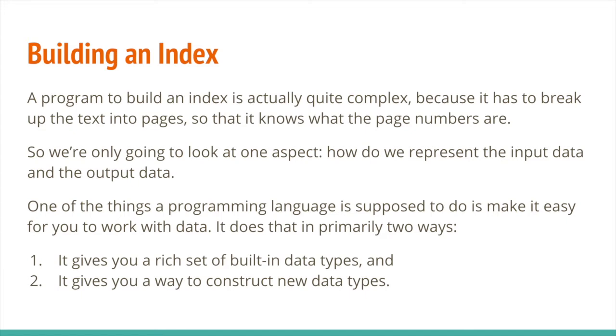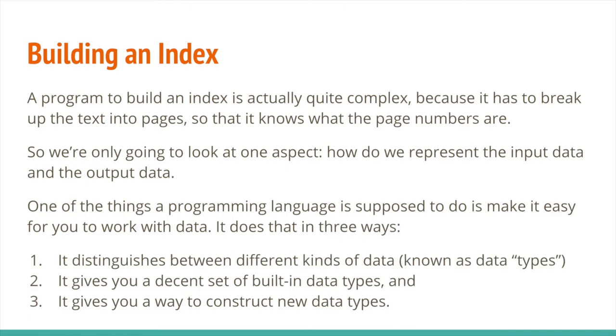One of the things a programming language is supposed to do is make it easy for you to work with data. A good programming language, a programming language that is fit to your purpose, does that. It makes it easy for you to work with the data that you want to work with. It does that in three ways. First of all, it distinguishes between different kinds of data. So you have numeric data, you have text data, you have image data, you have audio data. And the way it distinguishes is by giving you data types.